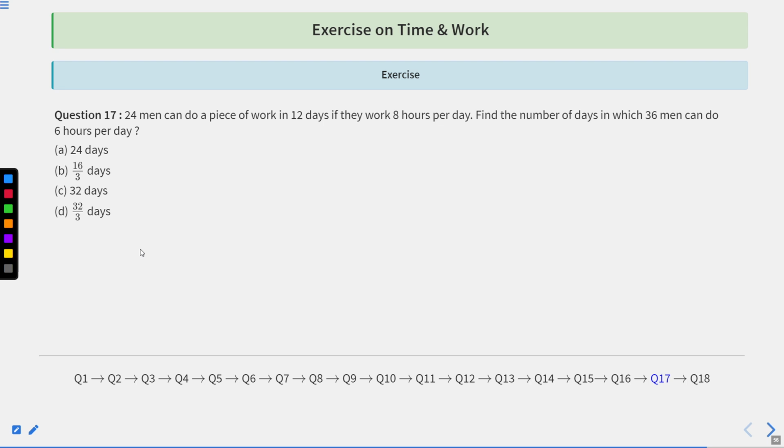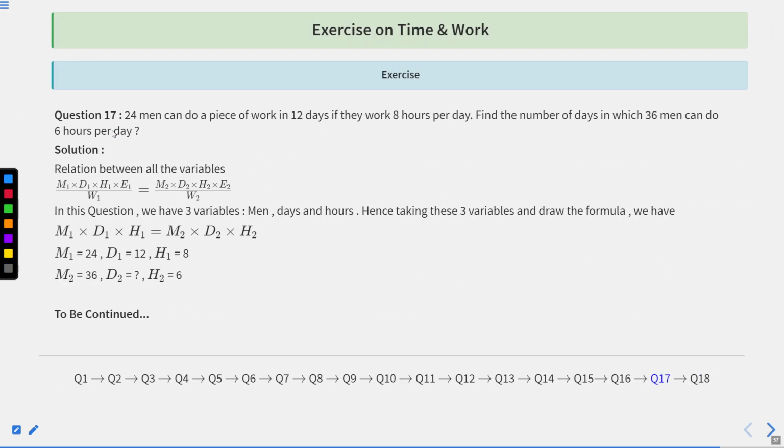Question number 17. 24 men can do a piece of work in 12 days. If they work 8 hours per day, find the number of days in which 36 men can do it working 6 hours per day. So the relation between all the variables is M1D1H1E1 upon W1 equal to M2D2H2E2 upon W2. In this question, we have 3 variables: men, days, and hours. Hence, taking these 3 variables, we have M1D1H1 equal to M2D2H2.